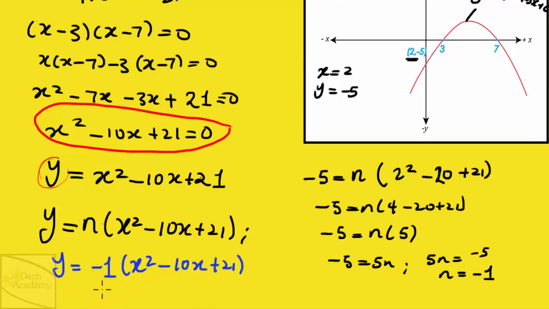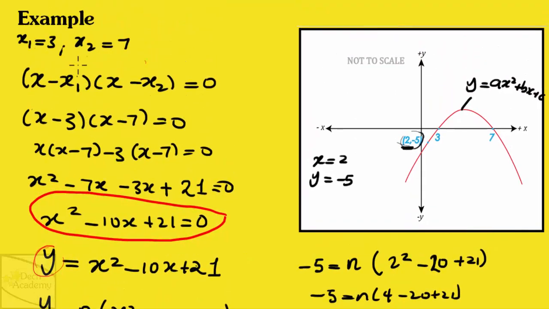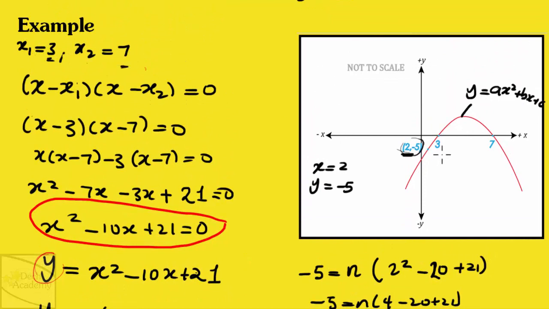Now, what you could do is test the point 2 and -5. So replace x with 2 and see what happens to y. See what value you get for y. You should get -5. And that shows that this point lies on this curve. And we also know that this curve has the roots 3 and 7. Why? Because it's of this form. It's just a case where n is -1. And we know the roots of this equation are the same as the roots of this equation. And we know that the roots of this equation are 3 and 7.